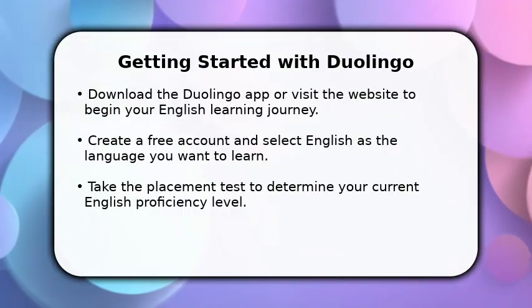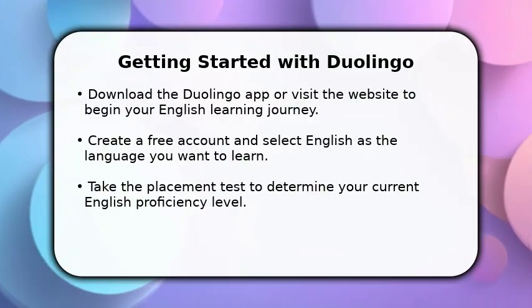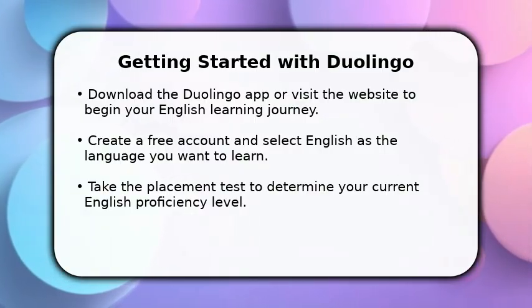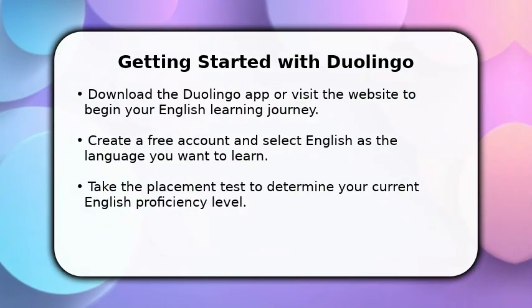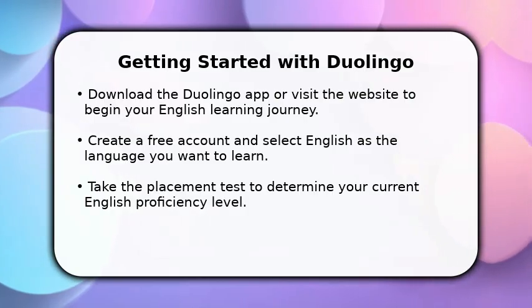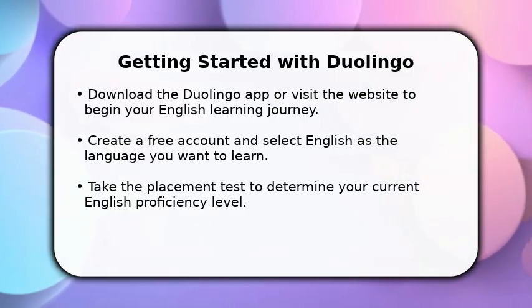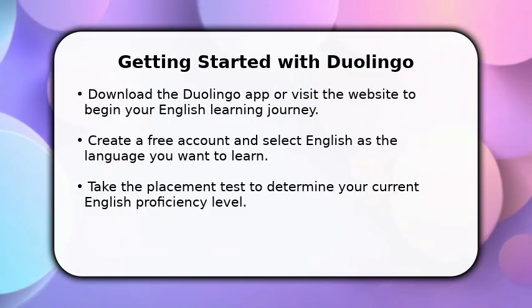In this video, I will explain how to learn English using Duolingo step by step. First, download the Duolingo application or go to their website. Next, create your free account and choose English as your target language.